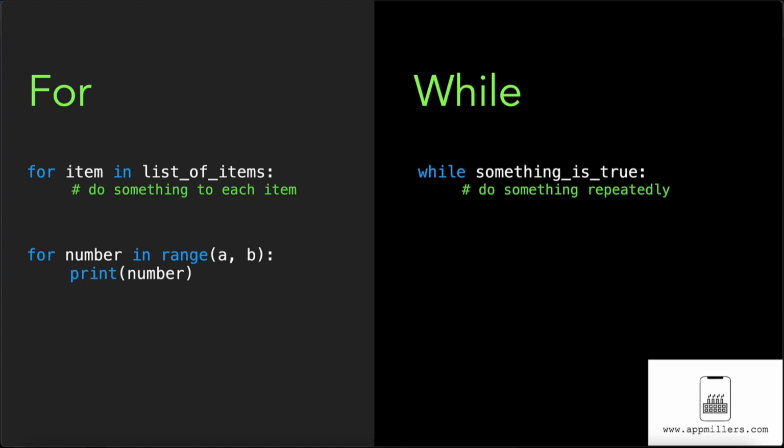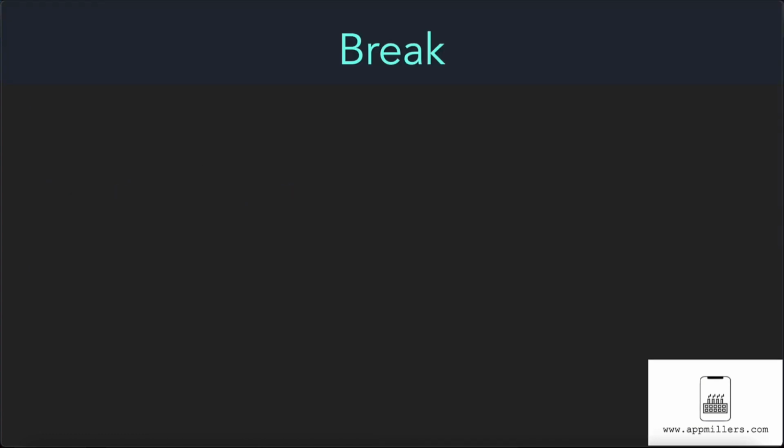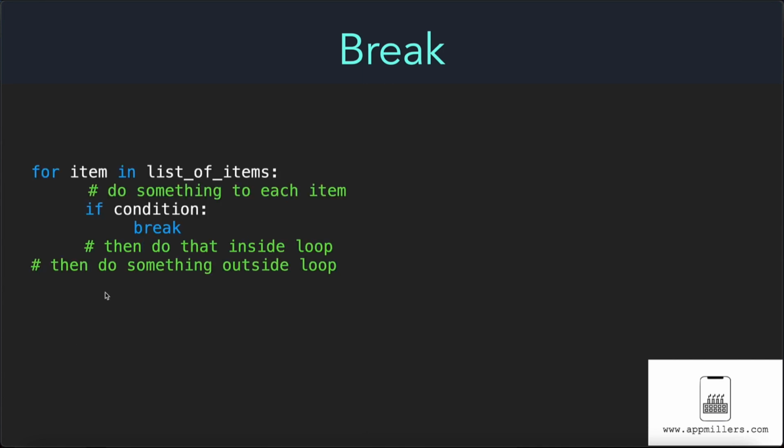But the question is, how can we terminate the whole loop and continue to the code that is located outside of the loop over here? Now for these cases we use the break keyword. Now the syntax of the break keyword for a loop is going to be like this.